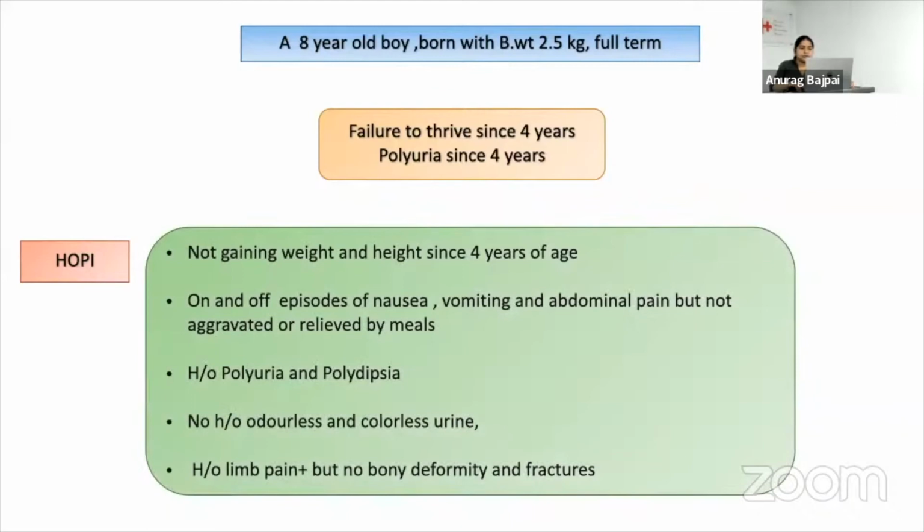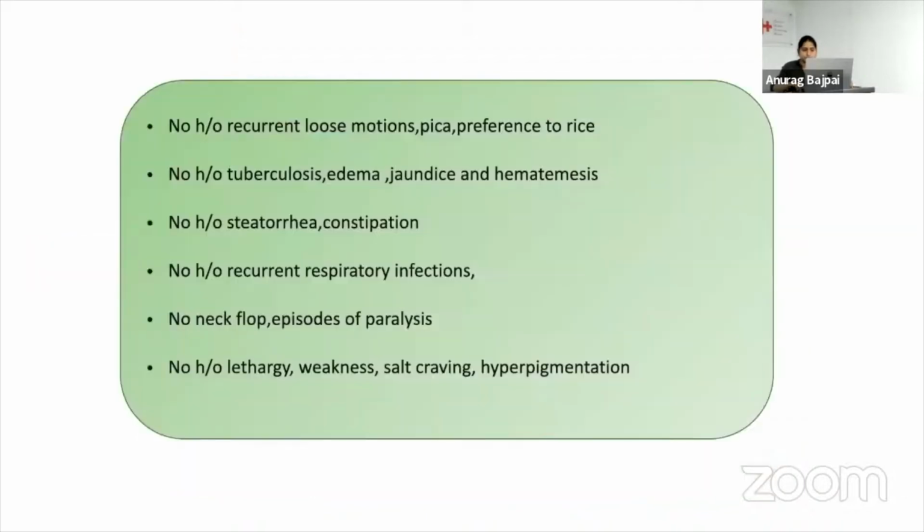He is also having on and off episodes of nausea, vomiting and abdominal pain, but they were not associated with, aggravated by, or relieved by meals. There is a history of polyuria and polydipsia, but there is no history of any colorless and odorless urine. He has limb pain on and off, but there was no bony deformity and fractures. He has no history of recurrent loose motions, pica, or any reference to rickets.